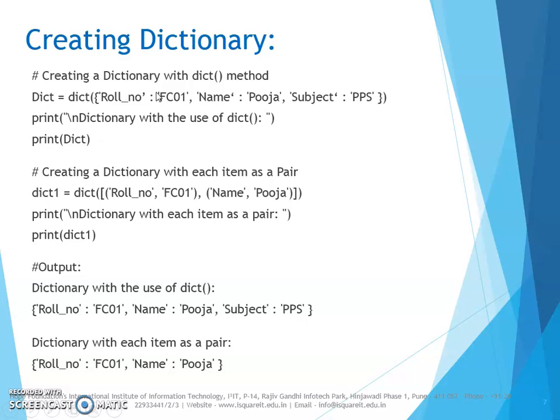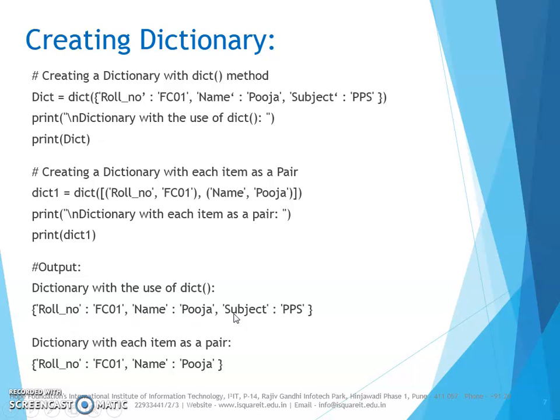Now we can create a dictionary by using the inbuilt method, that is the dict method. For example, this dictionary variable is DICT, that is capital D. We are calling this method dict and we are passing parameters inside curly brackets. What are we writing? The same example, roll number FC01, name Pooja, and subject PPS. So these three pairs we are passing to the dict function and creating this dictionary as capital DICT and we are printing it here. As the output, it will print the dictionary with three pairs.